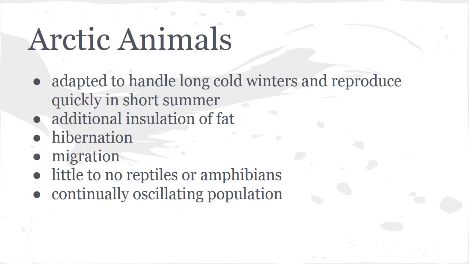The animals of the Arctic have adapted to handle long cold winters and reproduce quickly in the short summers. They've evolved to have an additional insulation of fat in order to ward off the cold temperatures. They show hibernation and migration patterns. There are little to no reptiles or amphibians due to the cold weather. There are continually oscillating populations due to emigration and immigration.